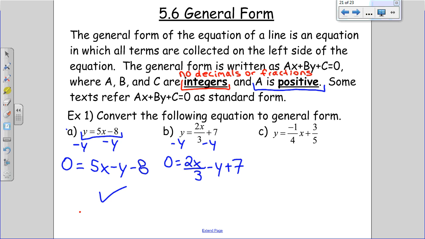Are there any decimals? No. Is there a fraction? Yes. There is a fraction, and that's not allowed. So you need to get rid of that fraction. The best way to get rid of fractions is to multiply by whatever you're dividing by. So if you look at your question, this fraction means I'm dividing by 3. So if I want to get rid of a divide by 3, I need to multiply by 3.